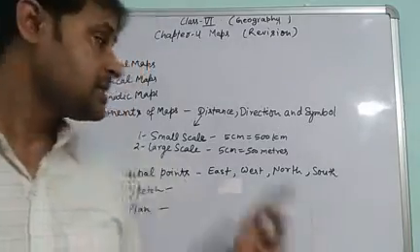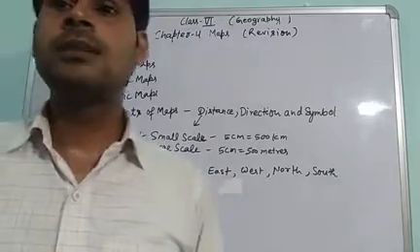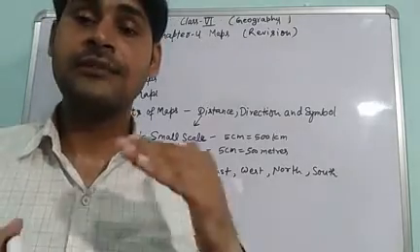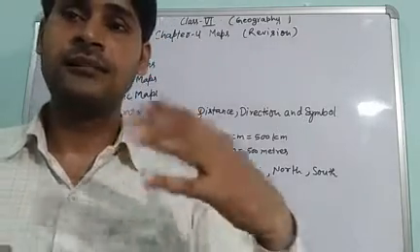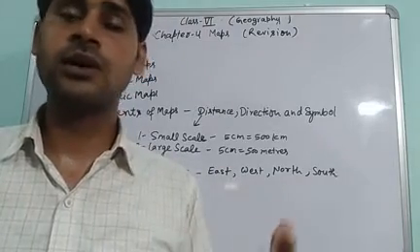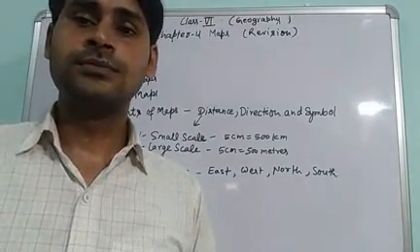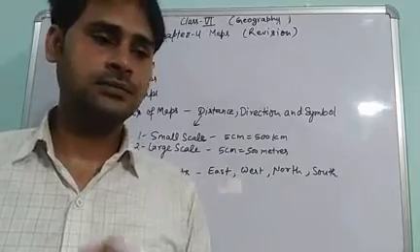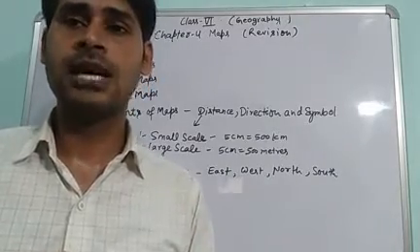Next is political maps. Political maps show cities, towns and villages and different countries and states of the world. So it is called a political map.